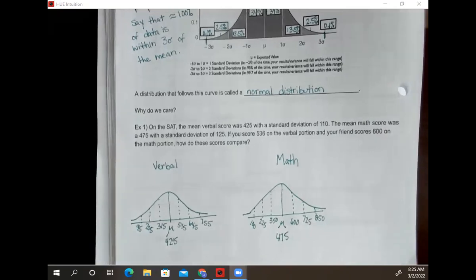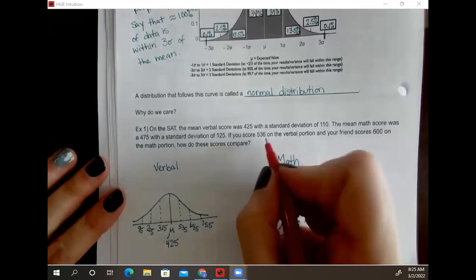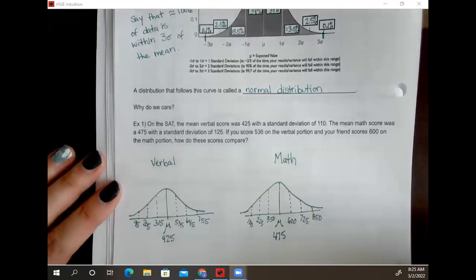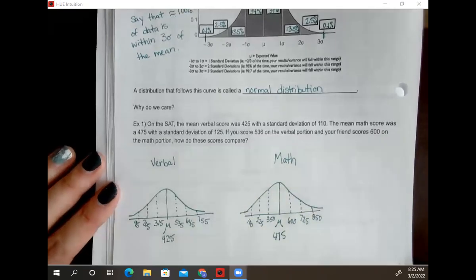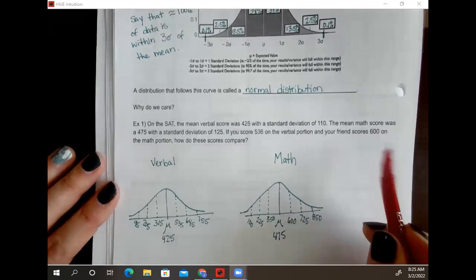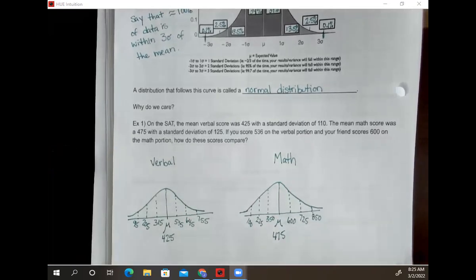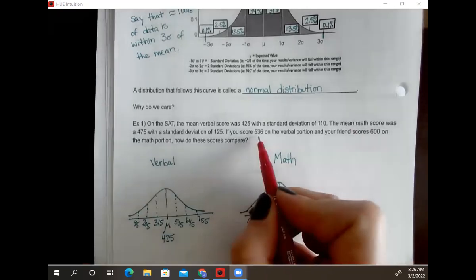Now, what we're going to take a look at is my score compared to my friend's score. I scored a 536 on the verbal portion, and my friend scored a 600 on the math portion. I want to know, how do these compare? We got different scores, but remember that the mean for these tests was different. They're different tests, so it's hard to directly compare one score to another when we were testing different things. What we're looking to compare is how did I do in relation to everybody else who took the test.